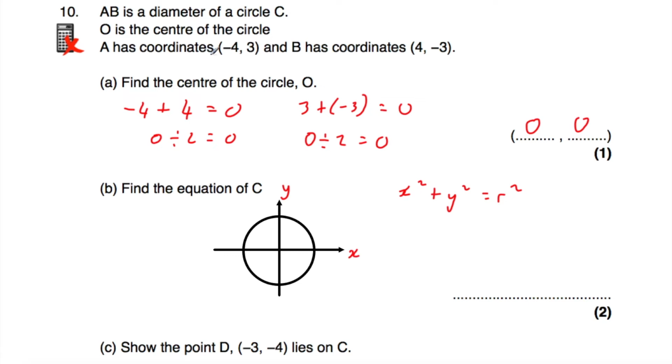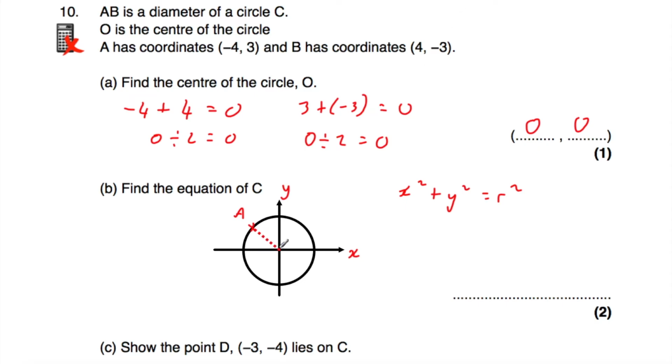So let's consider one of the points. So I'm going to consider the point A, which is negative 4, 3. So negative 4 across, and 3 up will be here. So that's just where A is. That's a little sketch of where A would be. And we want to find the radius of the circle. So that's the distance from the centre of the circle to A.